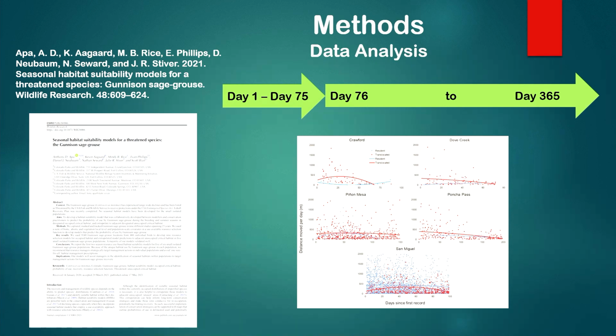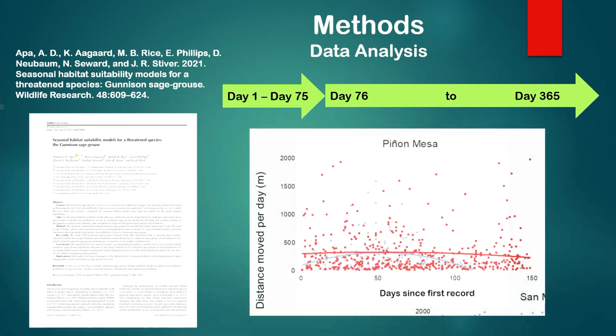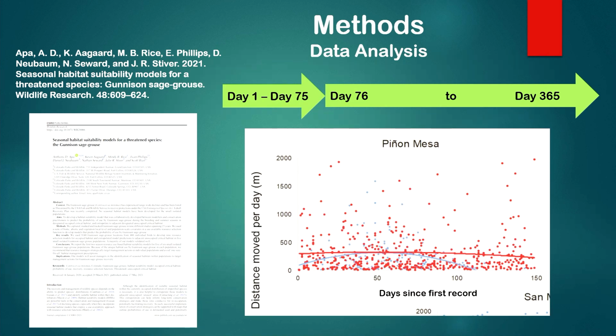So the graph you see in the bottom right, I'll zoom in on that here in a second, the blue line is the resident birds, the red line is the regression for the translocated birds, and where those two lines cross, with the distance moved per day on the y-axis and the days since the first record, whether it be capture and release or capture and transplant, where those two lines intersected for all the populations. In this situation, you see it turns out to be about 65 days. But in all the populations considered, that turned out to be about 75 days. So where those two lines intersect is where we considered they started moving more like their resident counterparts.